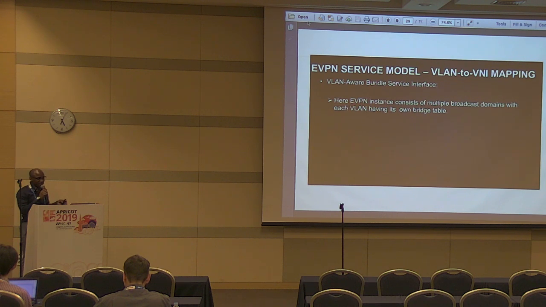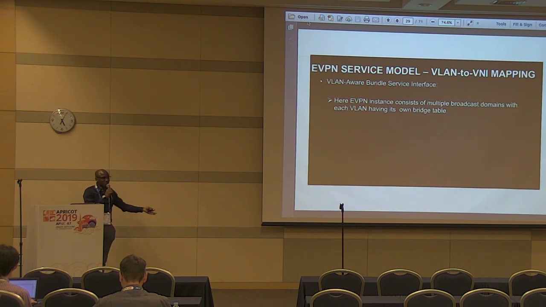The third service model is the VLAN aware bundle service. Here the EVPN instance consists of multiple broadcast domains, with each VLAN having its own bridge table. So the VLAN aware bundle takes the advantages of the VLAN-based service and the advantages of the VLAN bundle service and combines them into one.